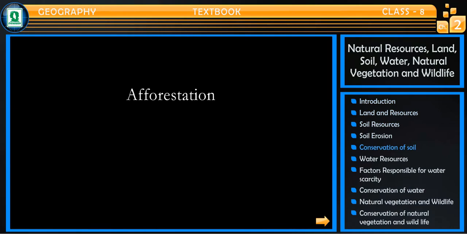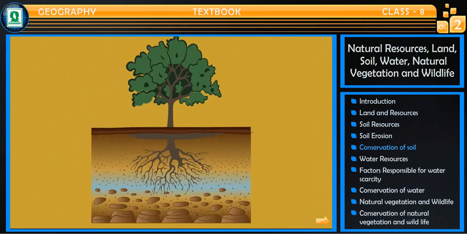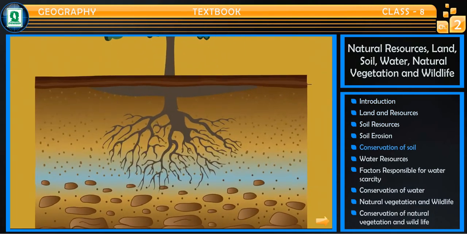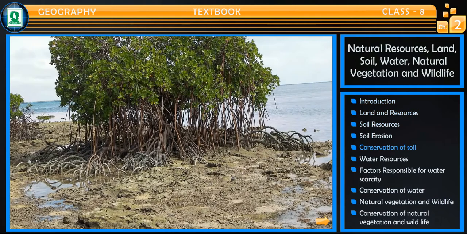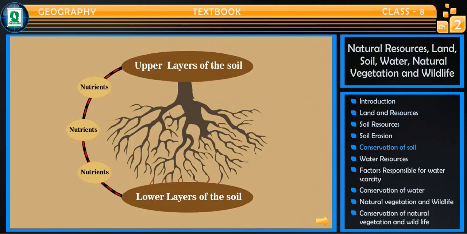Afforestation. The process of planting trees is called afforestation. Plants not only keep the soil particles bound, but also reduce the rate and velocity of runoff. These also enrich soil by adding organic matter and circulating nutrients from the lower layers to the upper layers of the soil.